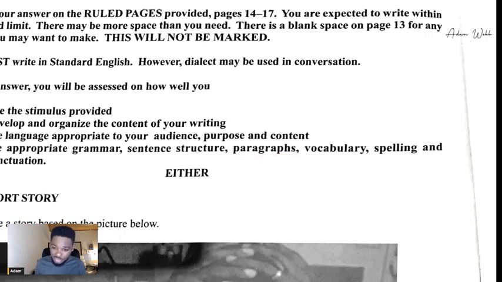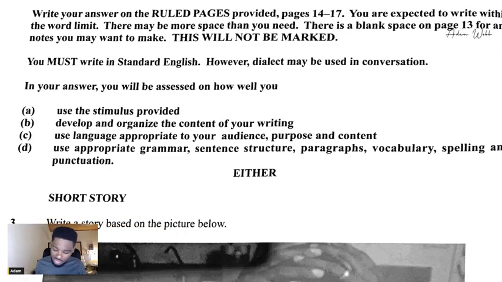Paragraphs, of course: you're writing in continuous prose. Your paragraphs should make sense. Each paragraph deals with a new scene or a main idea in your story. And of course, the vocabulary should be at CSEC level. So you should be throwing in some of the more advanced, fancier language as you write at this level.